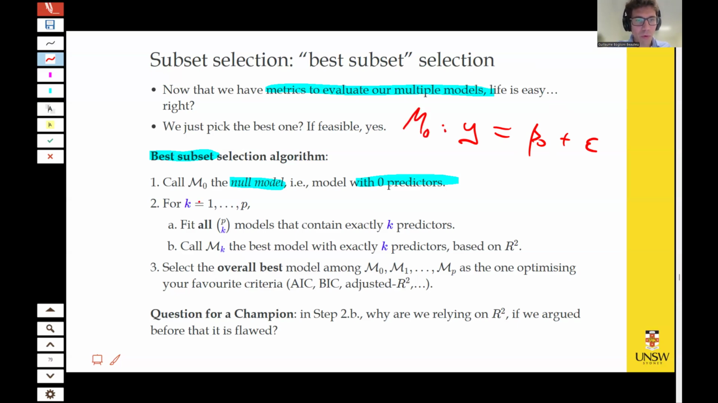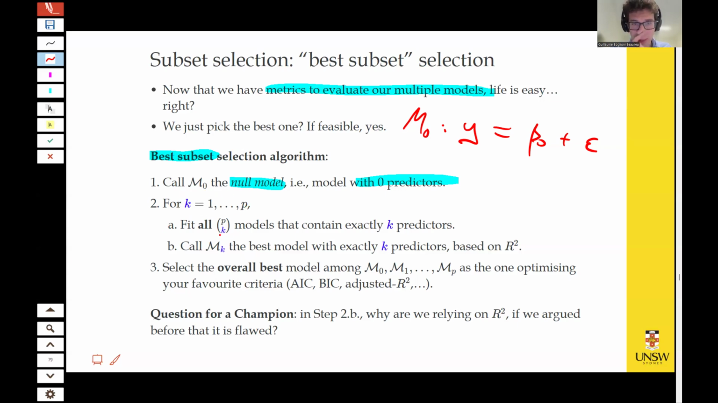Now, for k goes to 1, 2, up to p, and basically this language, for k equals 1 to p, means that those steps, you will repeat both of them for every k. So you first do it for k equals 1, then you do it for k equals 2, then k equals 3, up to p. Now, first step, I should say, is to fit all the (p choose k) models that contain exactly k predictors. Let's say we're at the first step, so k equals 1.